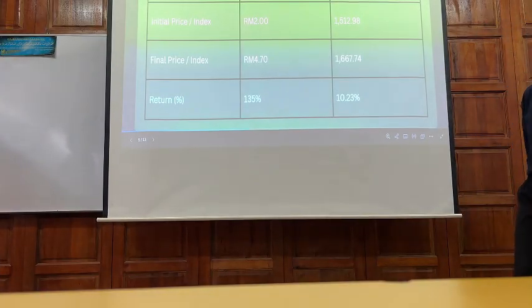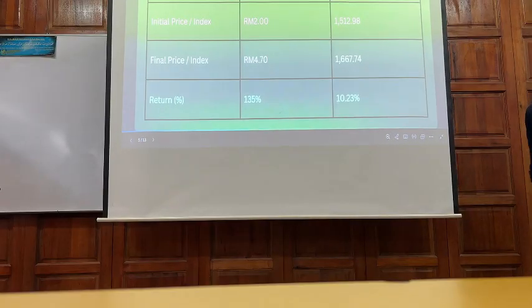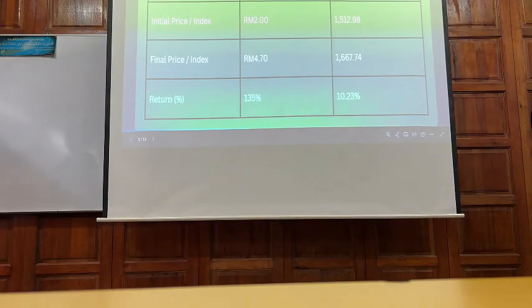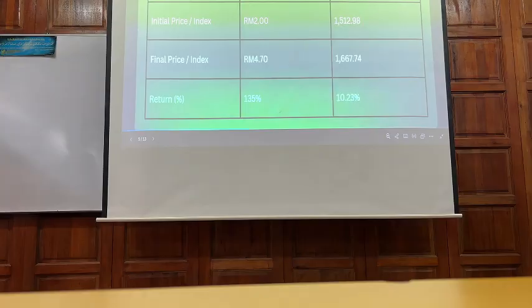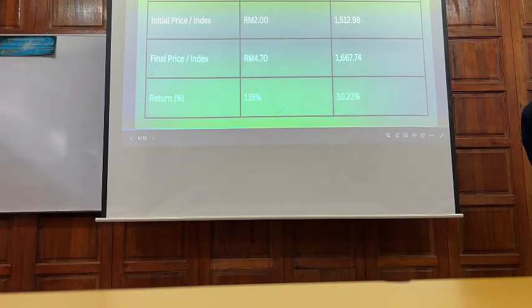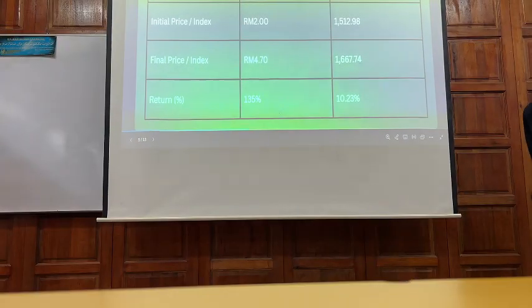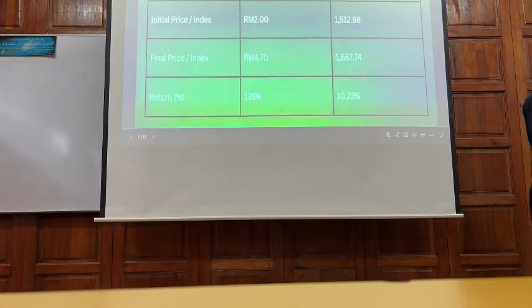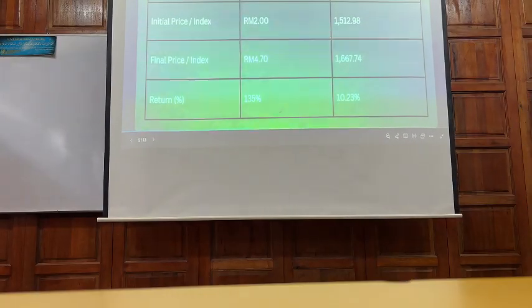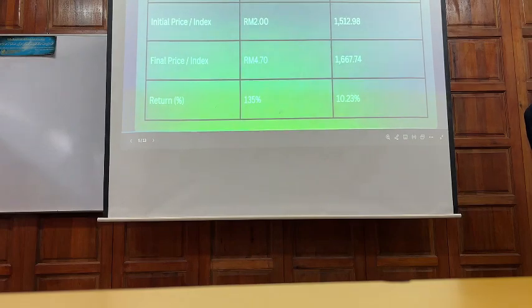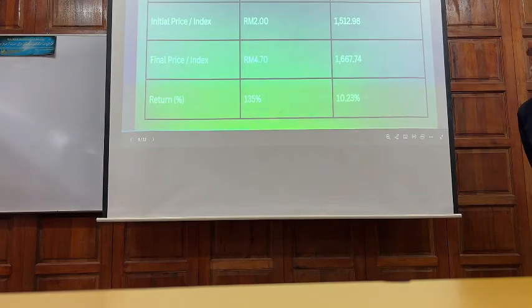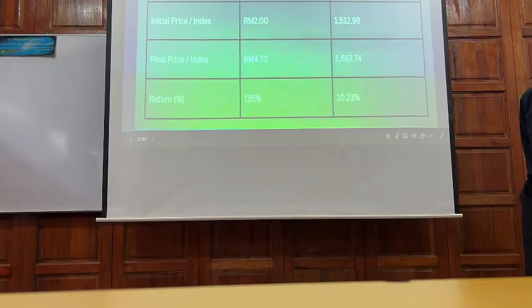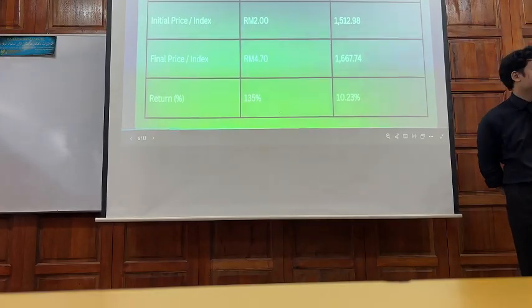Next is the performance analysis. For Technovation, the initial price is RM2 and the final price is RM4.70, so the return is 135%. And for the FBM KLCI, the return is 10.53%.